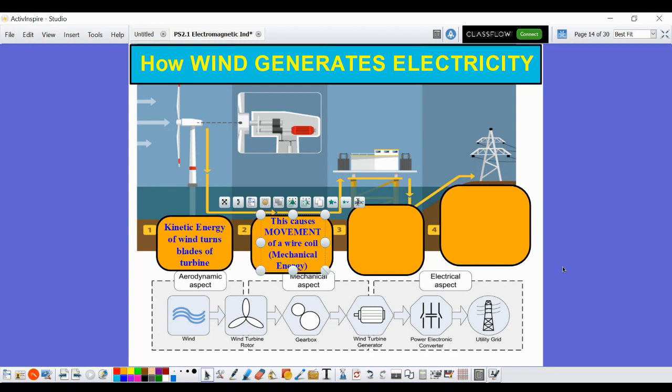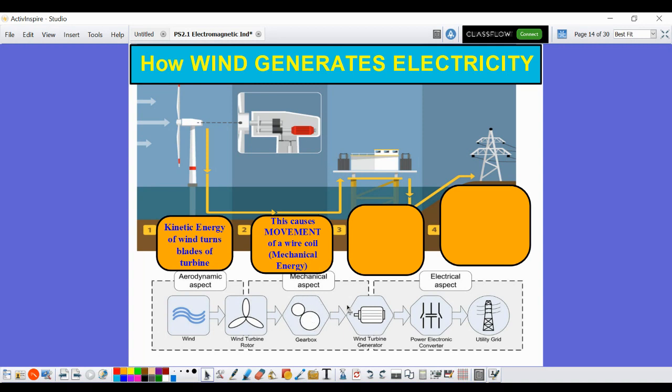When that turns, that causes movement of a wire coil that is within all this. Okay, so there is a wire coil, and that is where your mechanical energy is taking place. So kinetic energy is movement, but it can be turned into a mechanical form of moving because now we're talking about it inside of a machine, and this machine is this wind turbine. So we have a mechanical aspect to it.